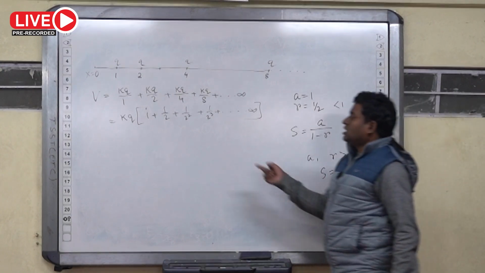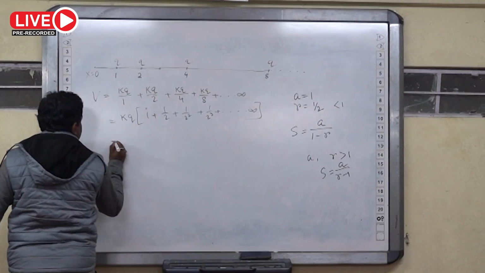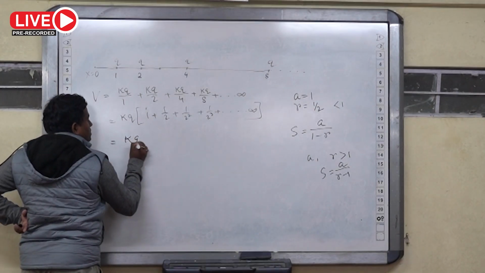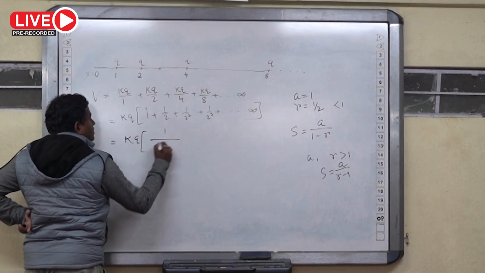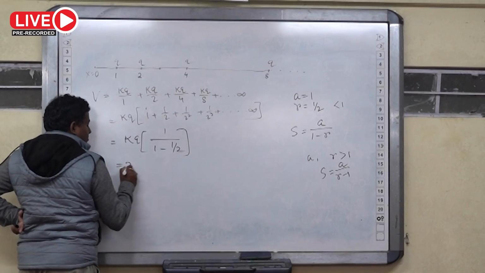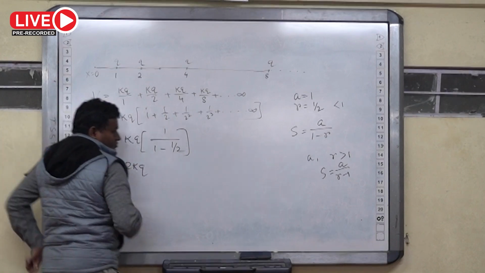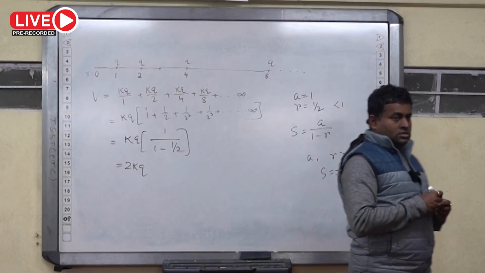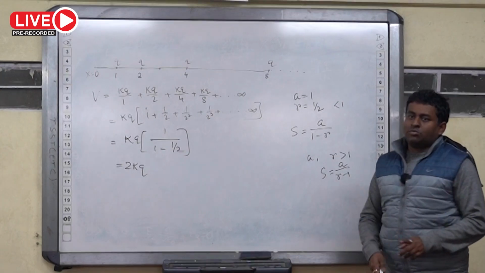So now from this we can write it directly as kq into 1 by 1 minus half, that is 2, so it will be 2kq. This infinite GP series formula you have to remember.